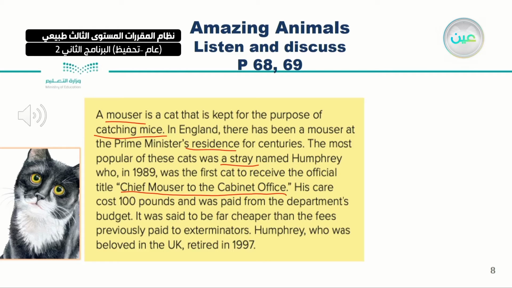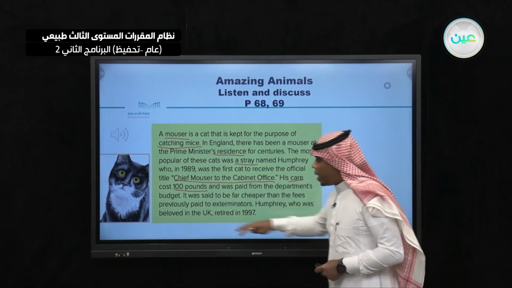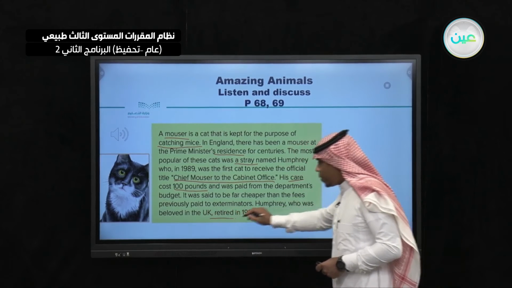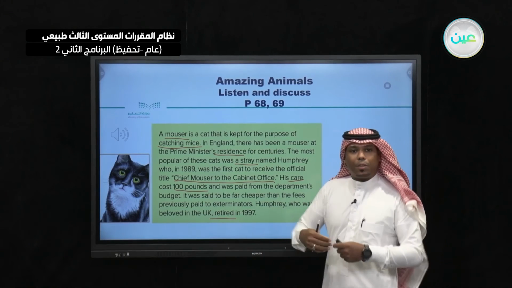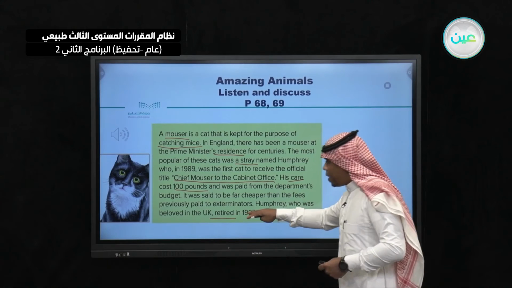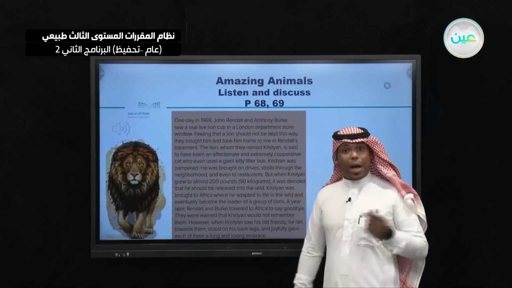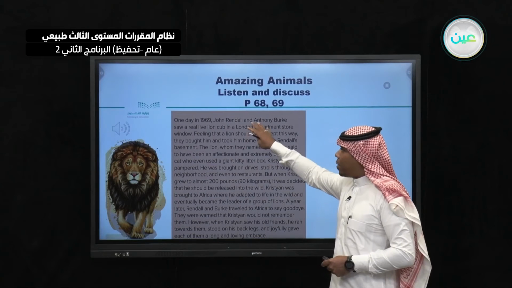And what happened? His care cost £100 and was paid from the department's budget. It was said to be far cheaper than the fees previously paid to exterminators. Exterminators are the men who take the mice out of the house. Humphrey, who was beloved in the UK, retired. What does it mean, retired? It means to quit your job and go on vacation, for example, like people. He retired in 1997.